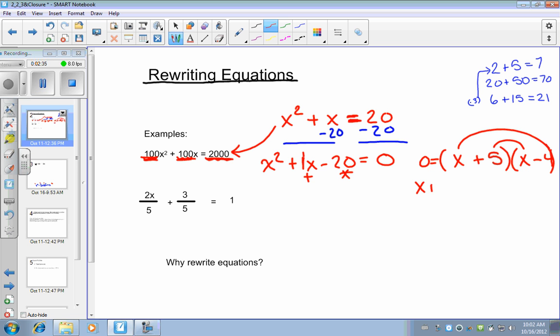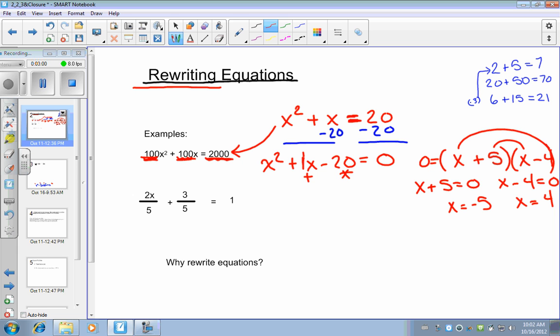And then just set each factor equal to 0. And again, if you need help with this, you should either come to the D-Day resource, go to After School Math Club, or come and see me. But I'm not going to talk too much about factoring today, mostly just talking about rewriting equations to make them easier to solve.